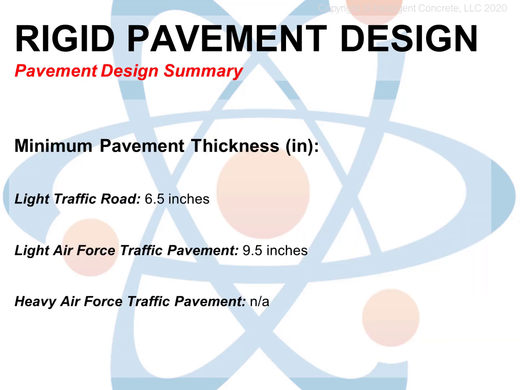Here's a quick summary of the minimum pavement thickness requirements for our designs. The light road design requires a 6.5 inch pavement. The light Air Force airfield pavement design requires 8.5 inches of pavement. And using our design assumptions without compensating for compaction, we see that heavy Air Force traffic pattern doesn't pencil out, at least not right away.